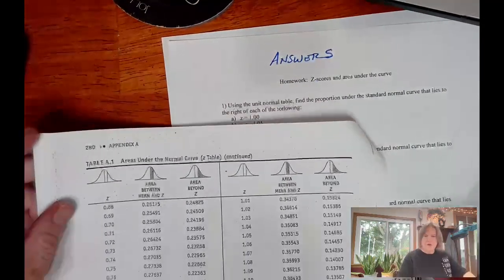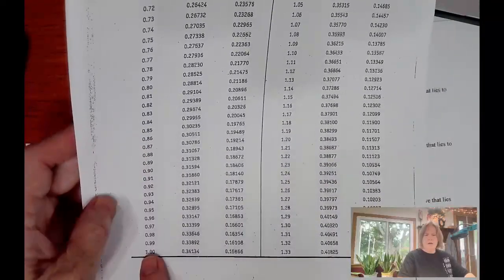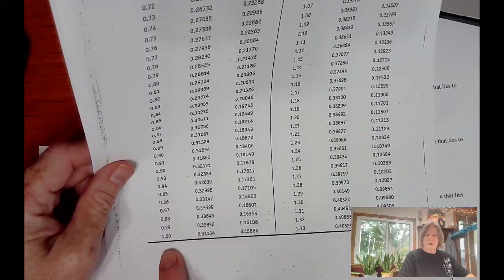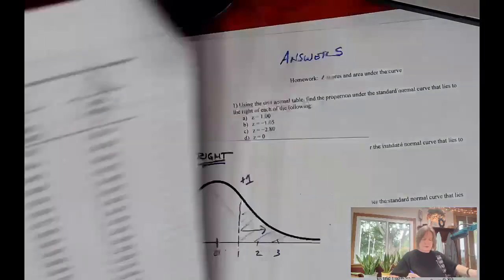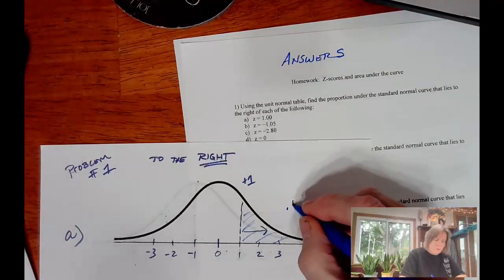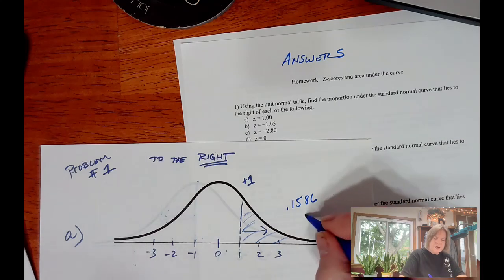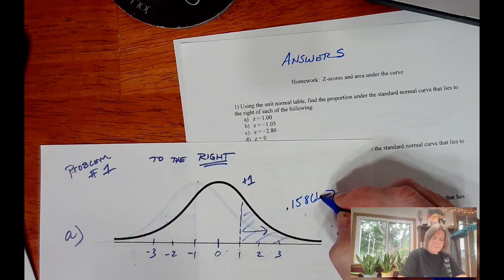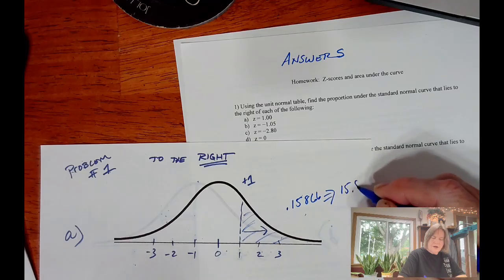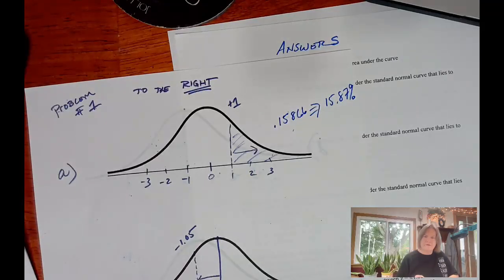On our chart, a z of 1 is way down here. The area beyond the z is 0.15866, so I would say that is 15.87%. Okay, that's the first one, 15.87%.